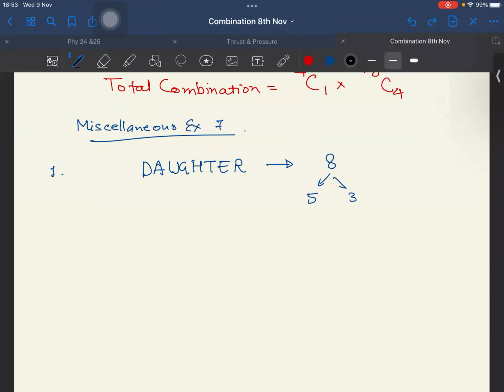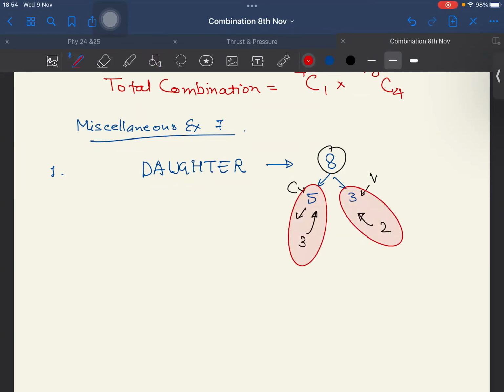See, here in the problem, there are a total of 8 letters, fine? Out of which there are 5 consonants and 3 vowels, right? Now, in the problem, it's been asked that you have to use only 2 vowels and only 3 consonants. That means you have to make a selection here, isn't it? Out of 5, you have to select 3. Out of 3, you have to select 2. So there is a selection process going on here. Selection means combination.